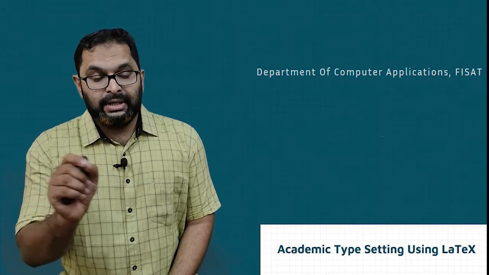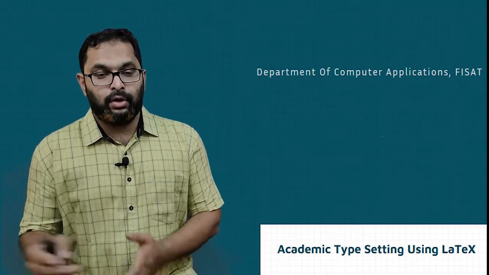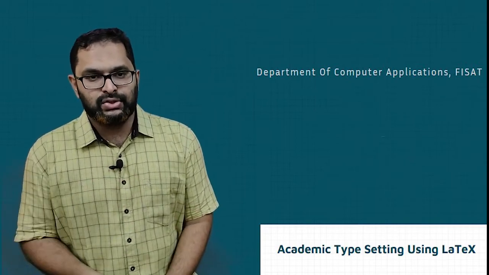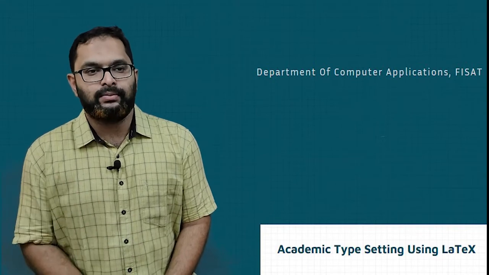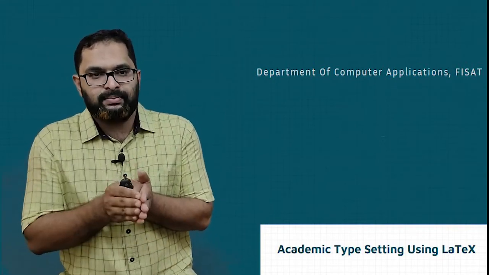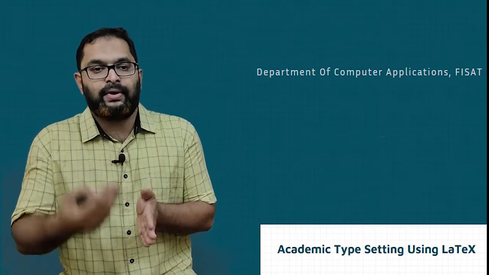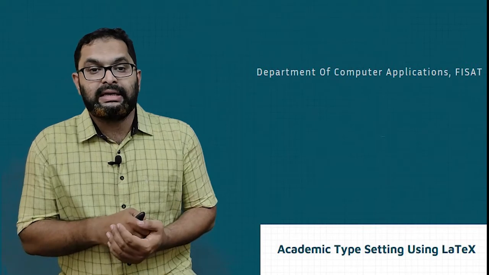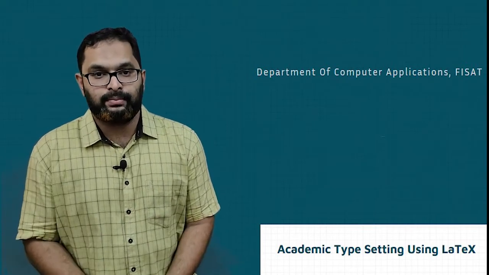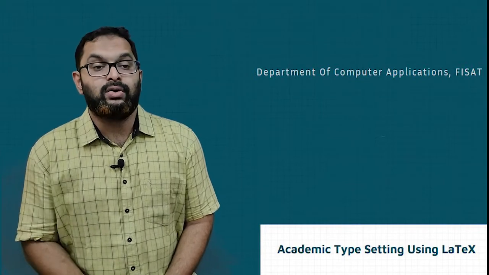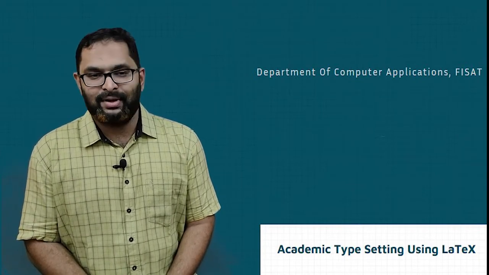Then about the compilation process. We know the primary output of a LaTeX source code is a PDF file. So it needs different steps, the compilation process, and while compiling the file, different auxiliary files are also created apart from the PDF. We will discuss that briefly in this episode. So let's begin.